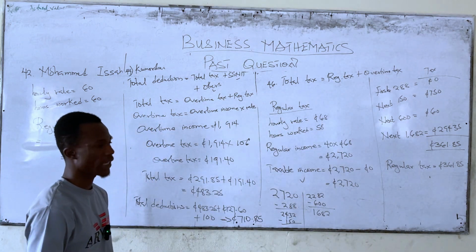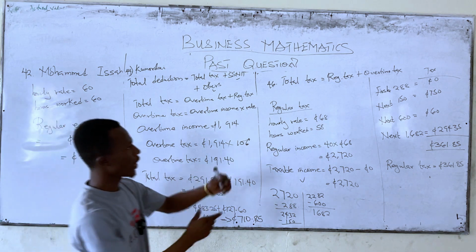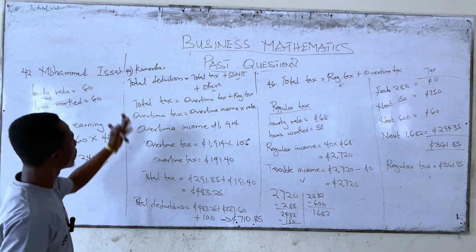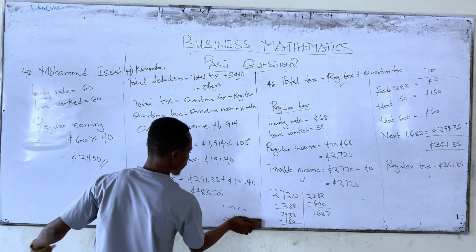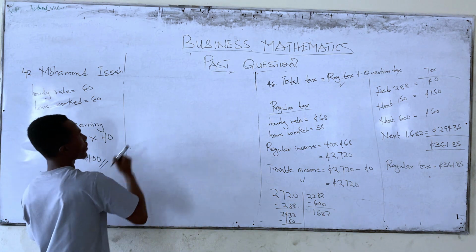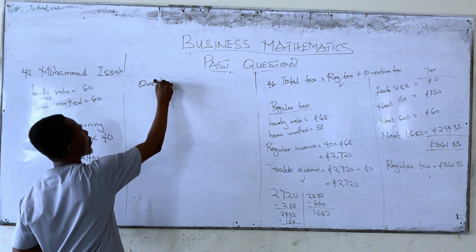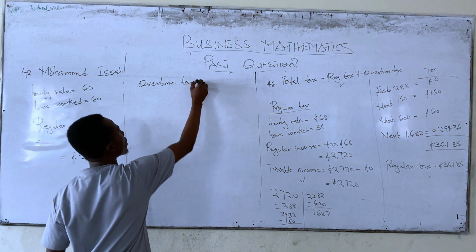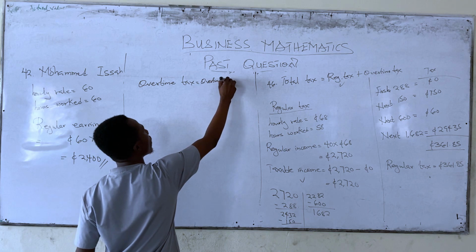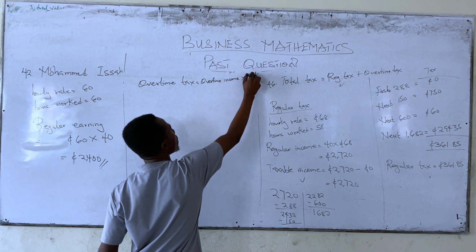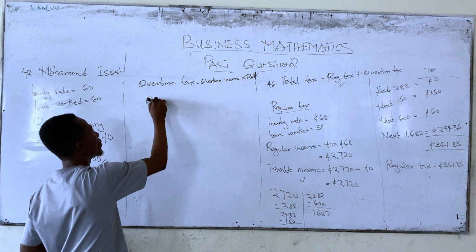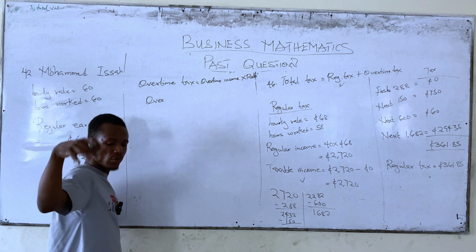Now that we are done with the regular tax, we need total tax. So we are done with this. It is left with this. How do you get the overtime tax? Let me clean this one. Overtime tax is equal to your overtime income times the overtime tax rate. Okay, so how do you get the overtime income? Because the tax rate has already been given in the question.